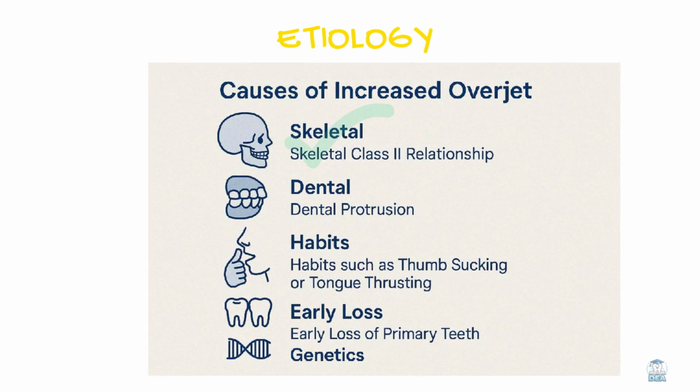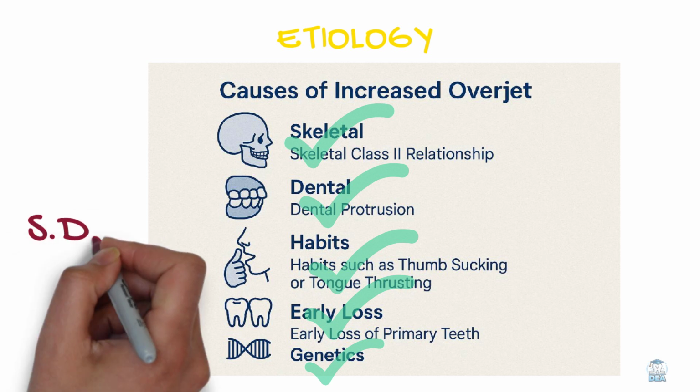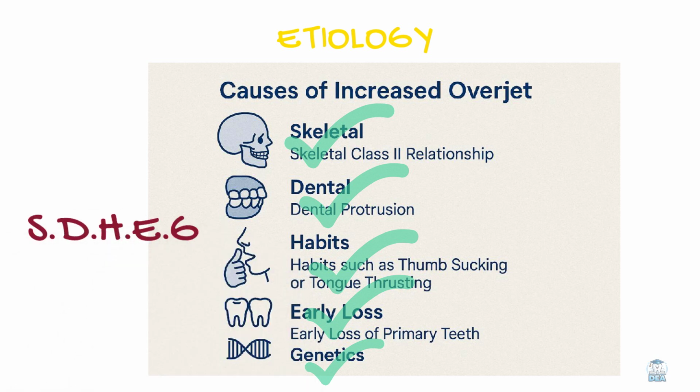Causes of increased overjet include skeletal class 2 relationship, dental protrusion, habits such as thumb sucking or tongue thrusting, early loss of primary teeth, and genetic factors. Use the mnemonic SDHEG: skeletal, dental, habits, early loss, genetics. Identifying the cause is essential for treatment planning.